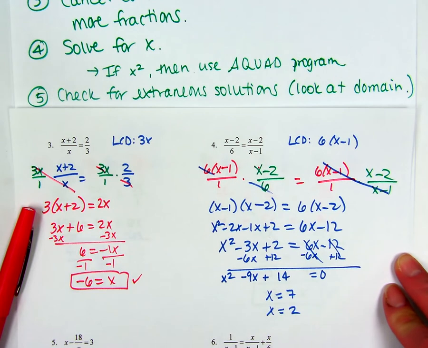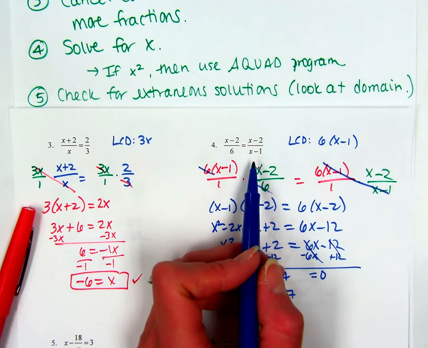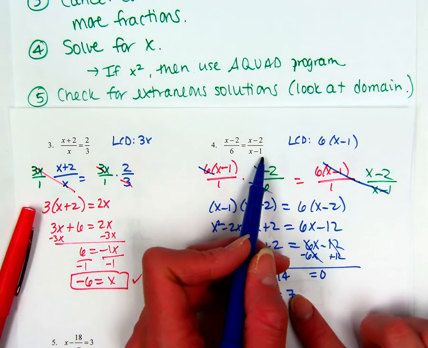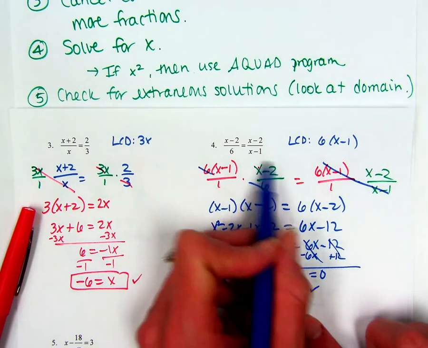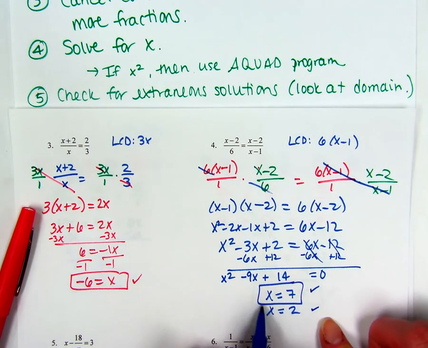Okay, now double check. Does this make your denominator equal to 0? 7 minus 1 is 6, that's okay. 2 minus 1 is 1, that's okay. So these both work.